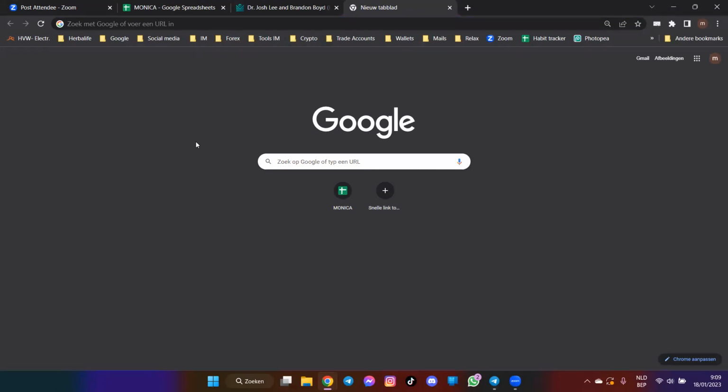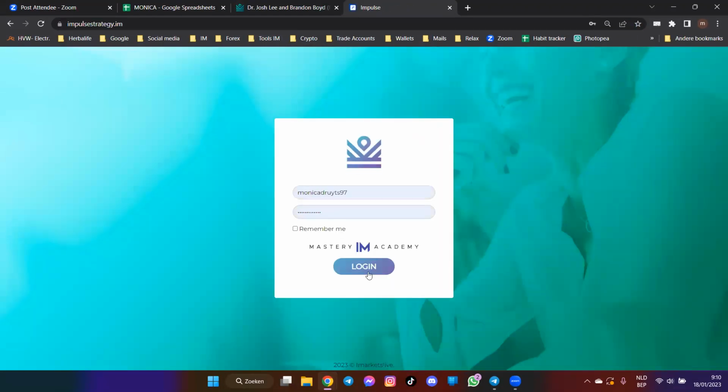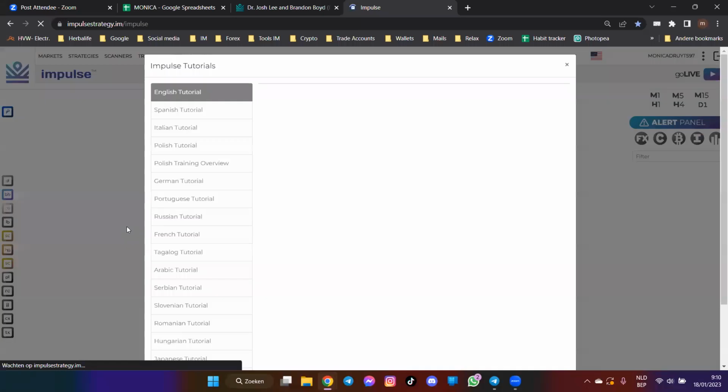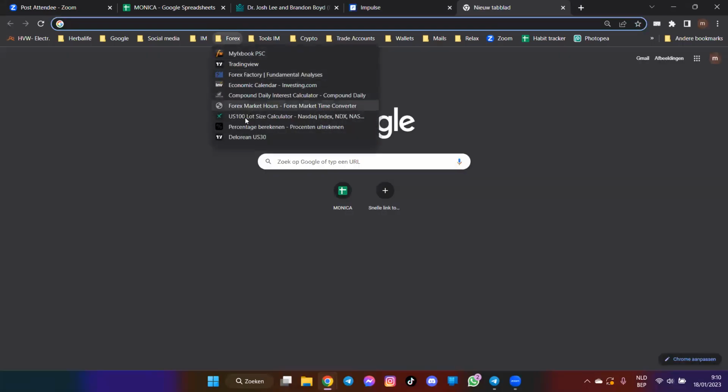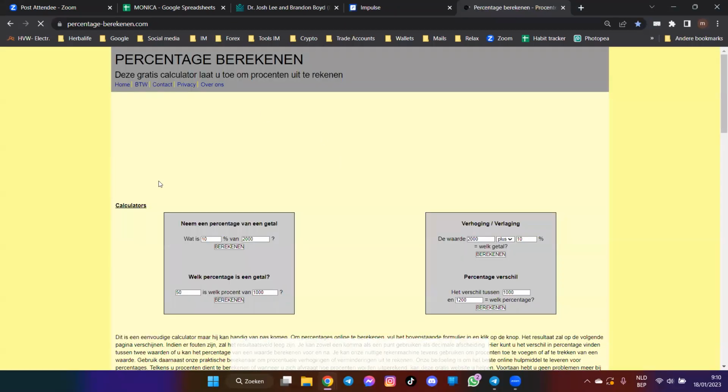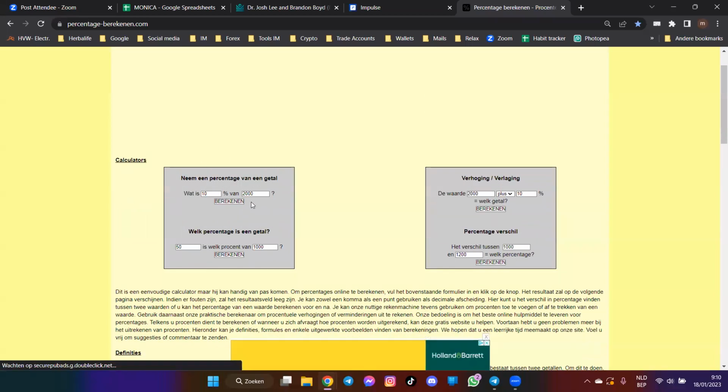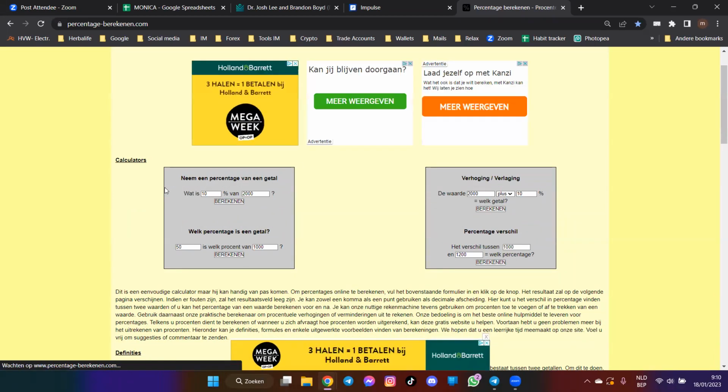So for the ones who can see it in the Telegram, I place the amount of my balance on my, so my balance, I write it down. And before I do that, I go to here, percentage calculator. I don't know for the people with another language, I'm sure you can find it in English, but here I do calculate my percentages.